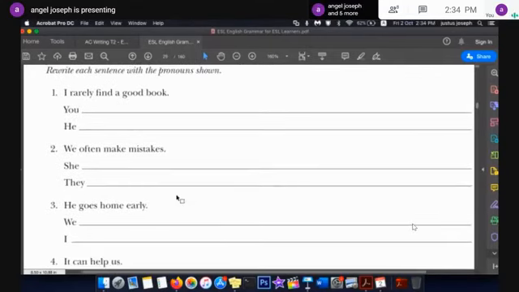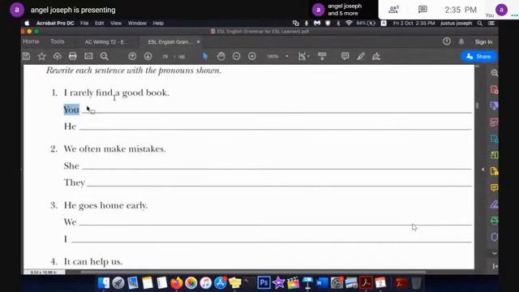Let's do a small exercise. I rarely find a good book. Now you have to change the person here. So "I" has been changed to "you". How can you say the sentence? You rarely find a good book, or you rarely finds a good book? Will you use an S here? No, right? Correct. You do not need to use an S here.